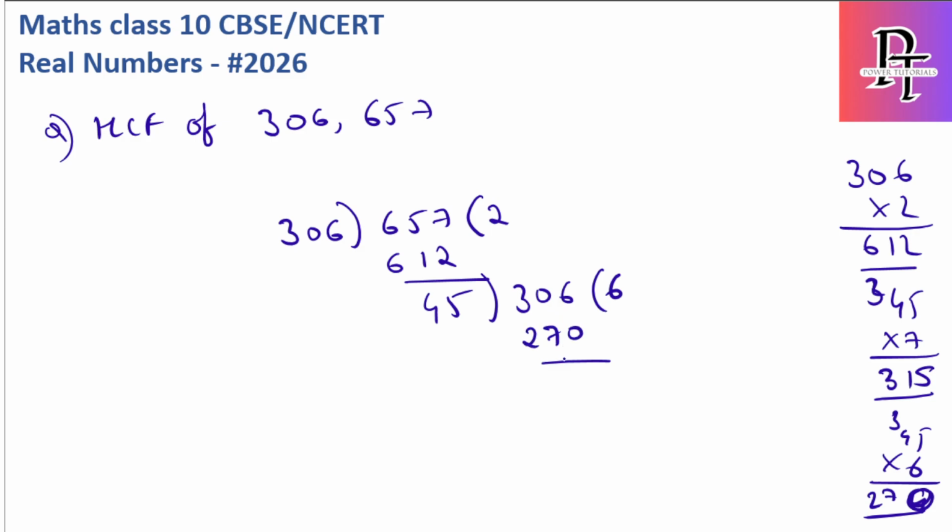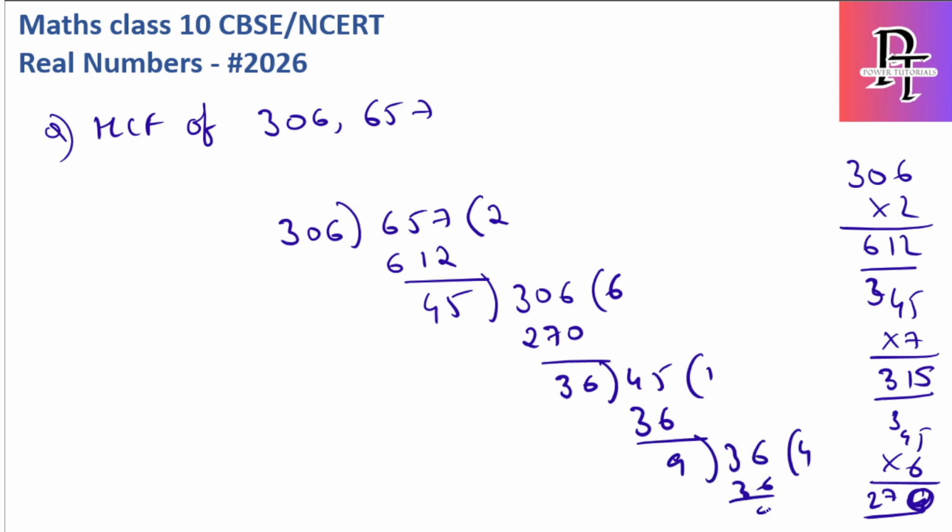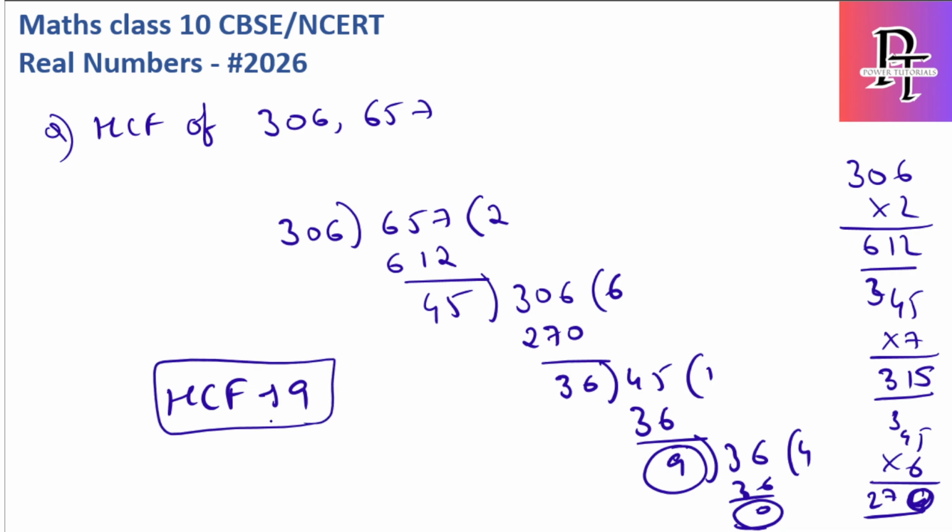Now we will get 36 and 45. 36 once 36. I will get 9. Then it is 36. 9 4s are 36. So here it is 0. So when I am getting 0, this is the HCF. So here the HCF is 9. Okay. So the HCF is completely about the division. So make sure you do the division properly. In this way the second method of HCF and the LCM has been explained.